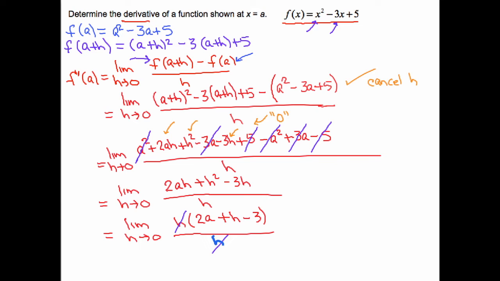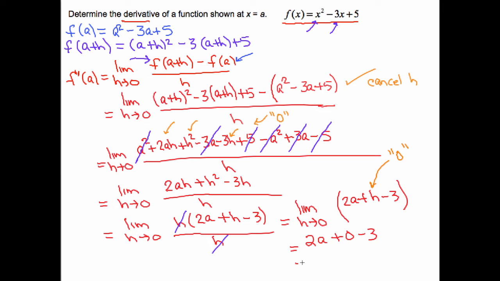Well, this is actually looking fabulous. Because if I write the limit as h approaches 0, and I take a look at the terms that remain, which is 2a plus h minus 3, I go back to the question, can I substitute in a 0 now for h? And the answer is absolutely. So if I make that substitution, I have 2a plus 0 minus 3, and my derivative would be 2a minus 3.